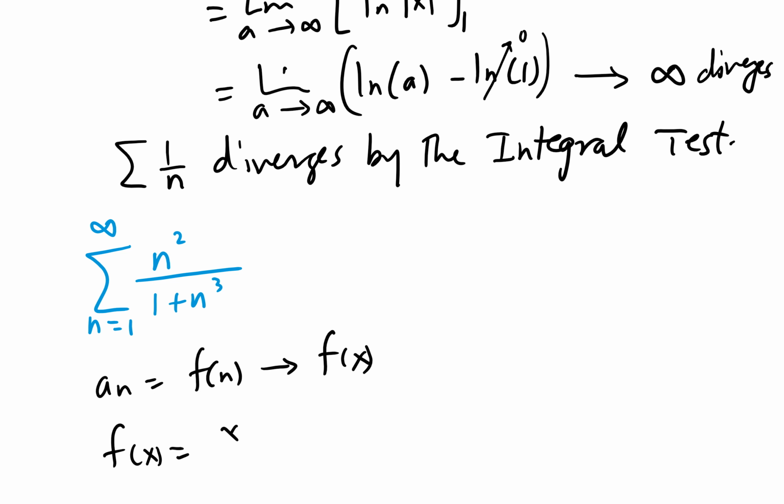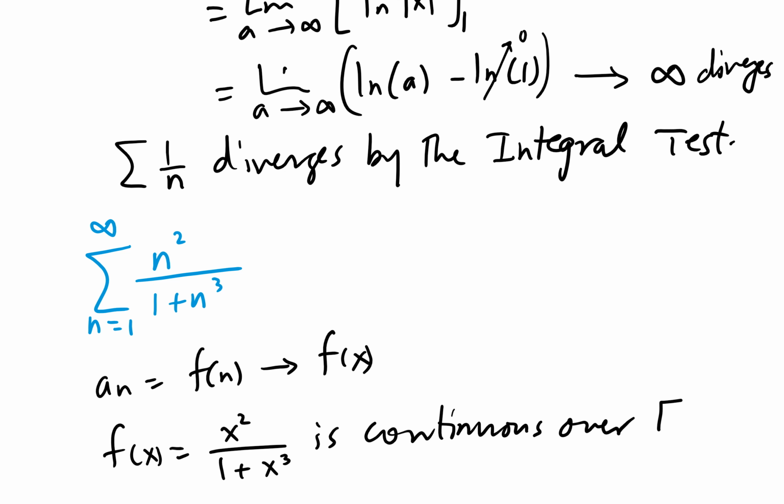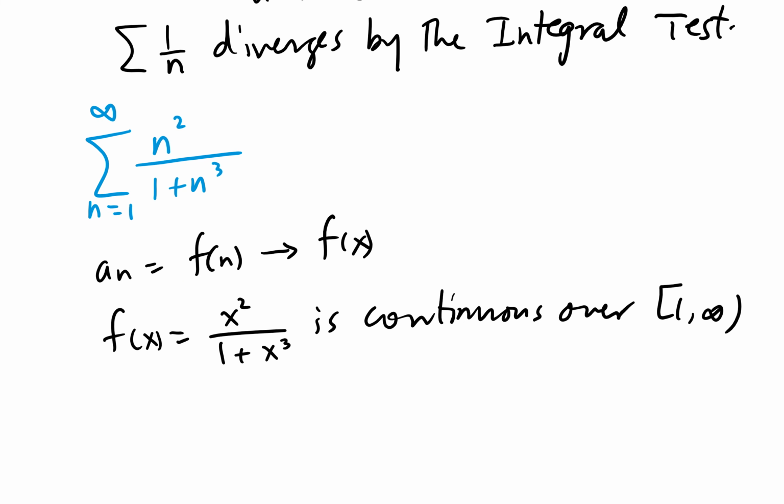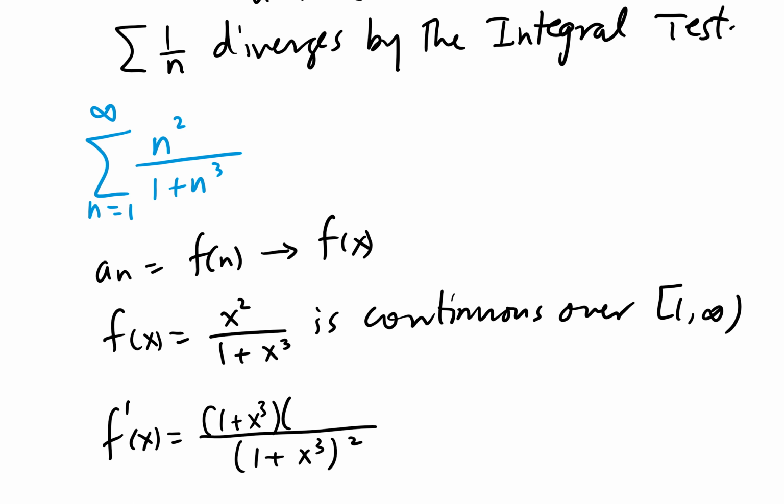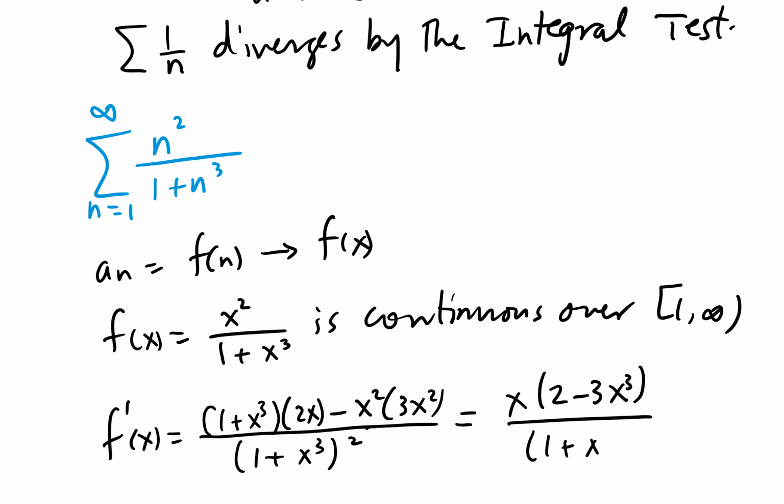We say the function f(x), which is x squared over 1 plus x cubed, is continuous over the interval 1 to infinity. You must state that out. We can't just say it's decreasing unless we test it out. So we find the derivative using the quotient rule: the bottom one times the derivative of the top, minus the top times the derivative of the bottom one. And when you simplify all of this, what are you going to get? We get x times (2 minus x cubed) divided by (1 plus x cubed) all squared.